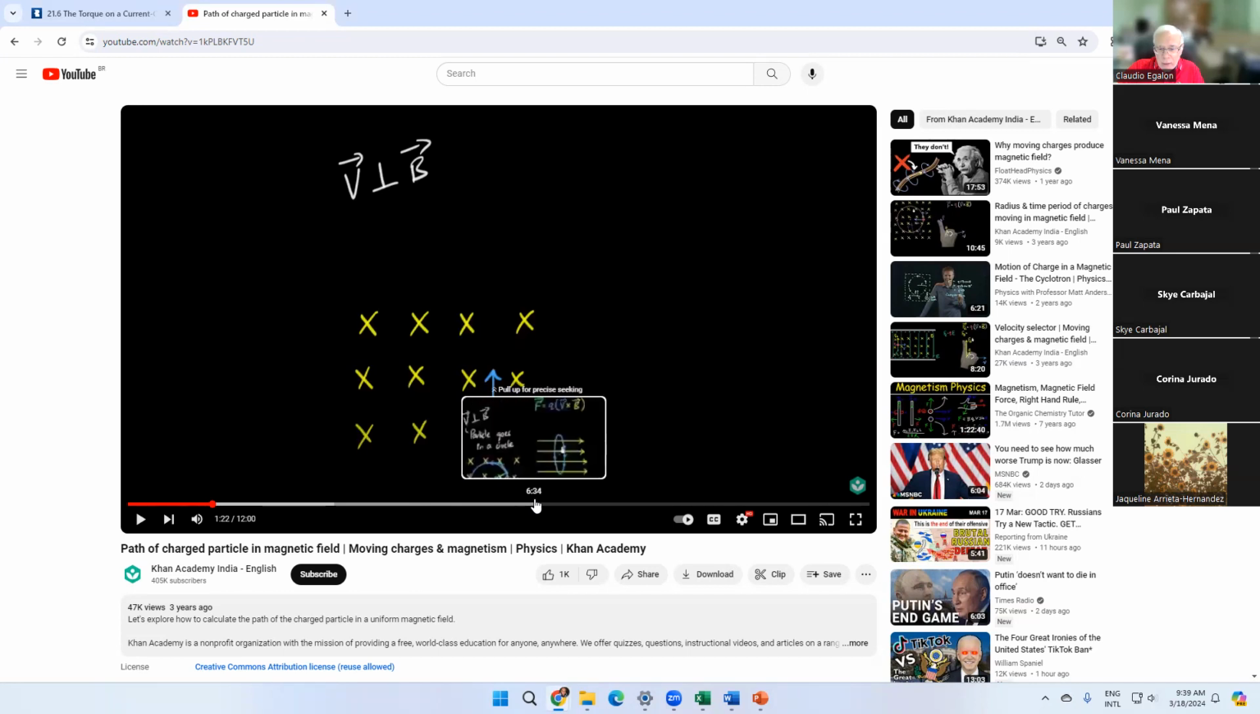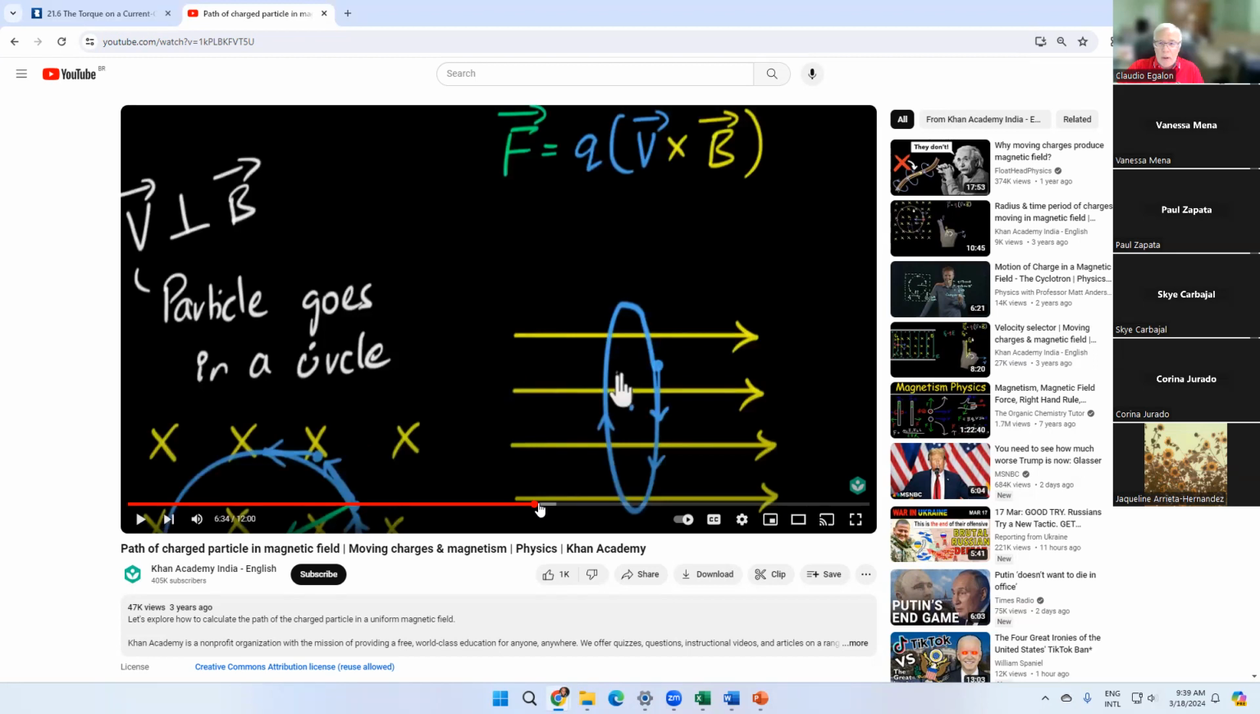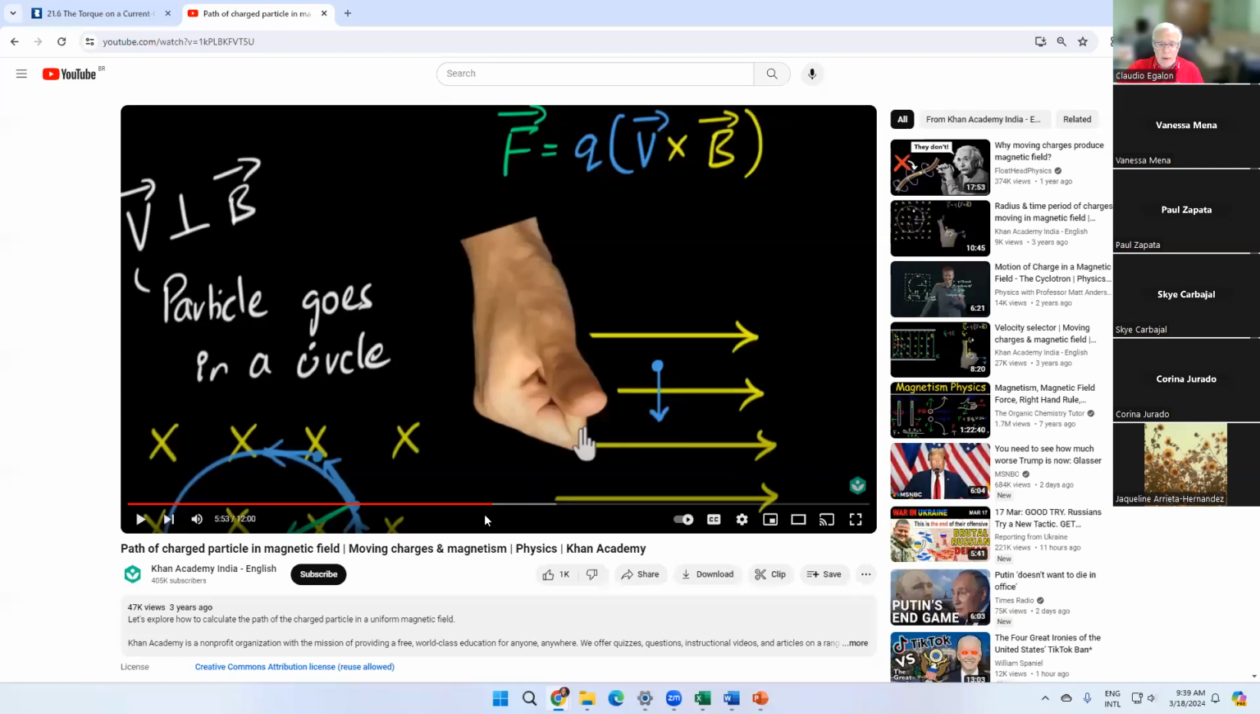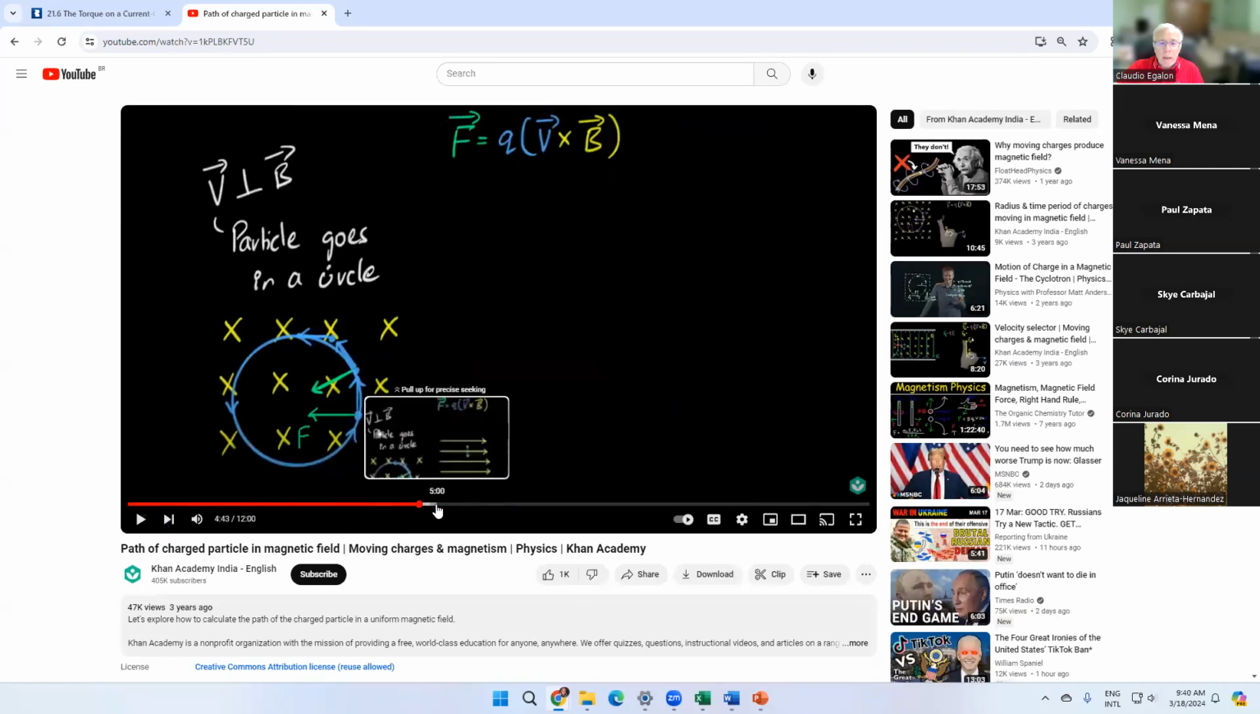Here's a situation. Here's another way of illustrating the circular motion of the particle. It's still perpendicular, right? Another way of looking at it.